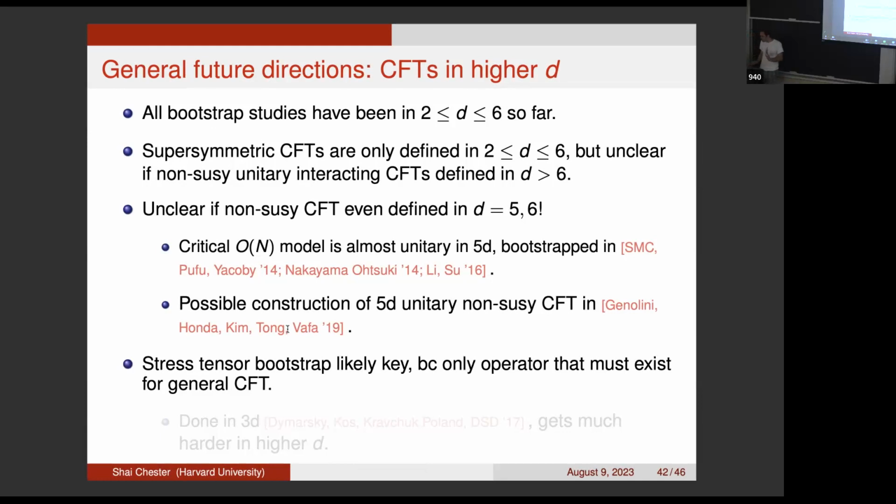I suspect the stress tensor bootstrap will be a key thing to understanding if these theories exist, because the stress tensor is the only operator which is guaranteed to exist in a local CFT in any dimension. So you should start with a thing which you know must be there. People have done the stress tensor bootstrap in 3D, but people have not done the stress tensor bootstrap in higher D. So I think this is an outstanding question. It just gets more complicated because there's more structures you have to write down, but it's certainly doable.